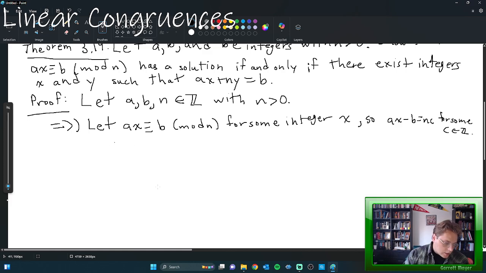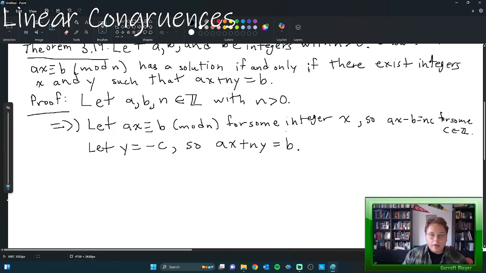Okay, so that's one. Thus, by the theorem, what we're going to do now is let y equal negative c. So ax plus ny equals b. So we have a solution to that linear Diophantine equation given here with x, and y being equal to negative c, because the difference between ax and b has to be some multiple of n.